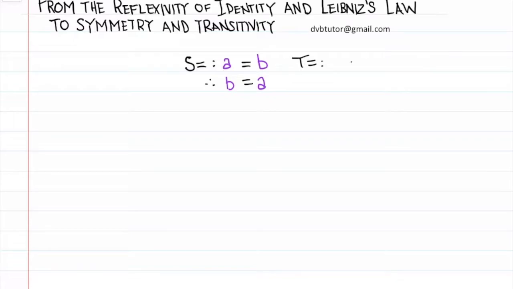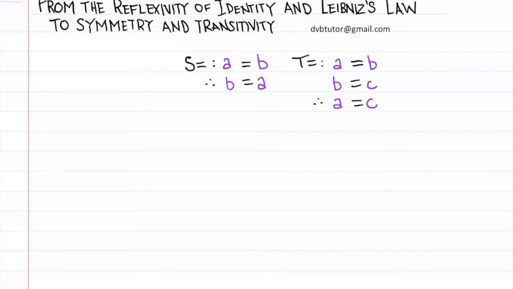All right, and transitivity: if A is identical to B and B is identical to C, then we can infer that A is identical to C. So what we're going to show is that the symmetry of identity and the transitivity of identity, which are expressed here as inference rules, we can actually derive from two arguably more fundamental inference rules.